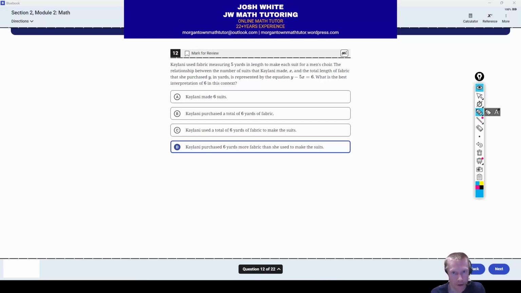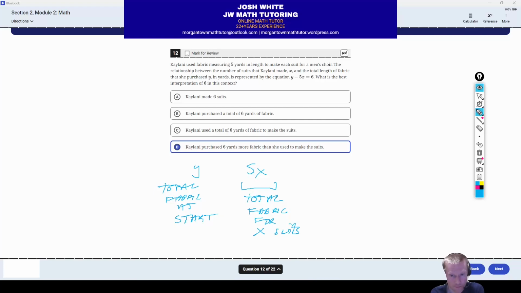Y is the total amount of fabric purchased, okay? So Y is total, it's kind of like total fabric to start with, or at the start or at the beginning, however you want to think of it. Then for each suit, she uses 5 yards and she made X number of suits. So the 5X is the total fabric used for X number of suits. So however many suits she makes, multiply that by 5, that's the total amount of fabric that she uses.